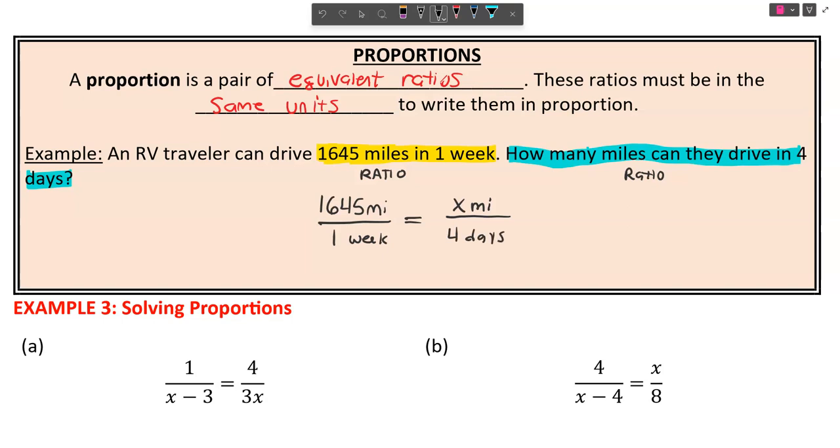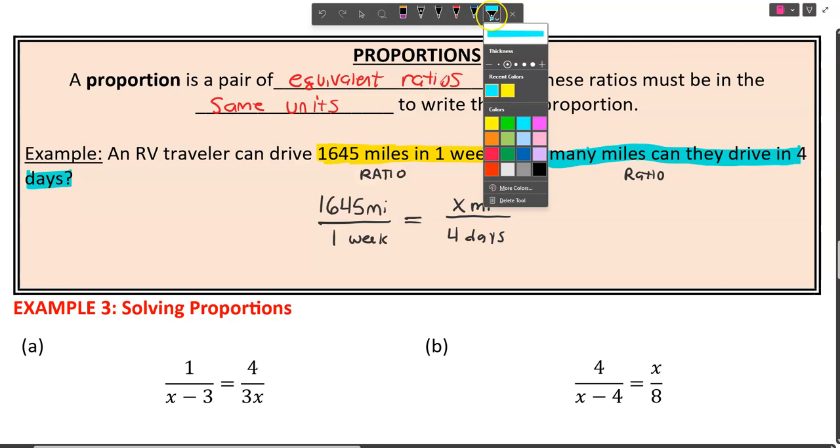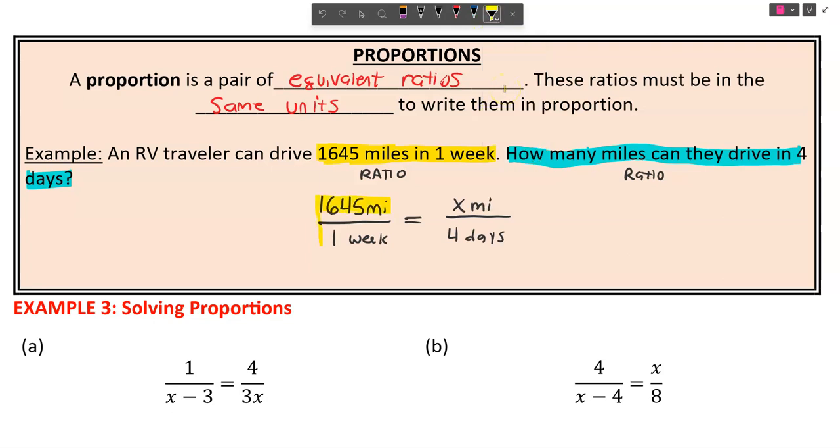Now, the other part of this definition that I said is that the ratios must be in the same units. So just to confirm, here was the yellow ratio, the one that was given to us initially in the problem. And then the blue ratio is the one that I'm trying to solve for. But our major problem right now is the fact that this unit is in weeks and this unit is in days. The numerator units are matching. They are both miles. So we're okay with that. But because the denominator units are incorrect, we need to convert one to the other.